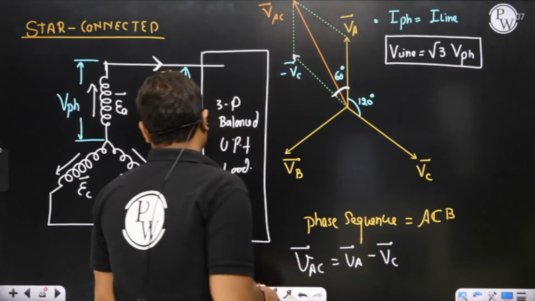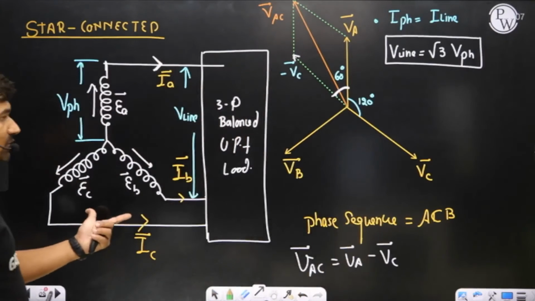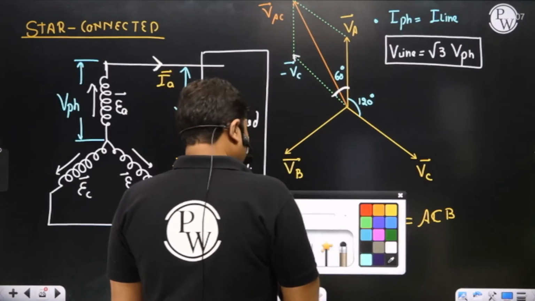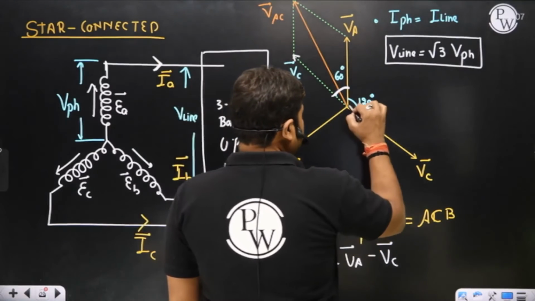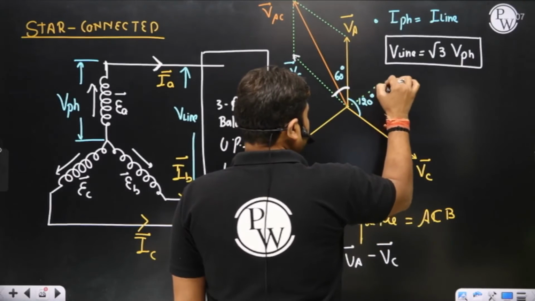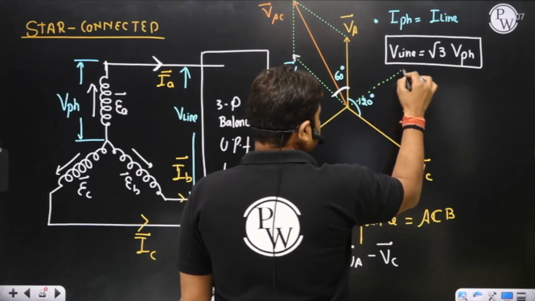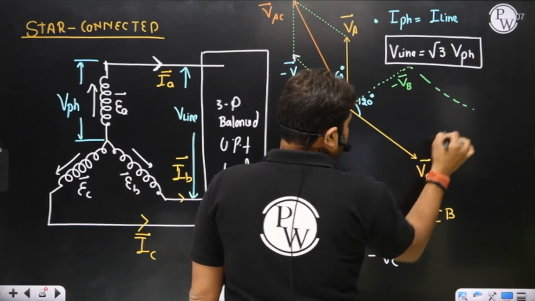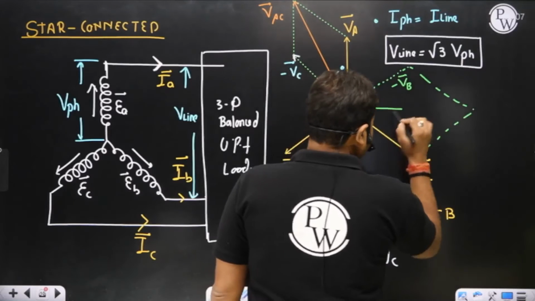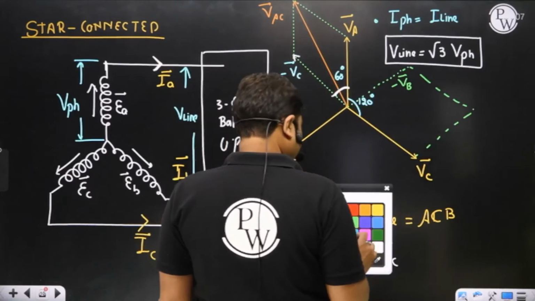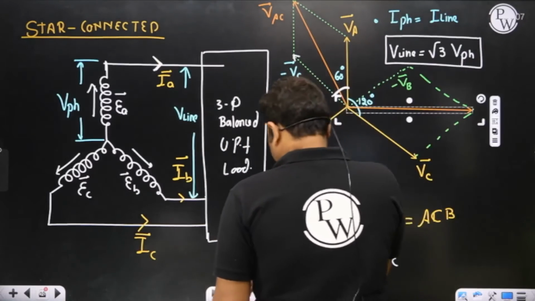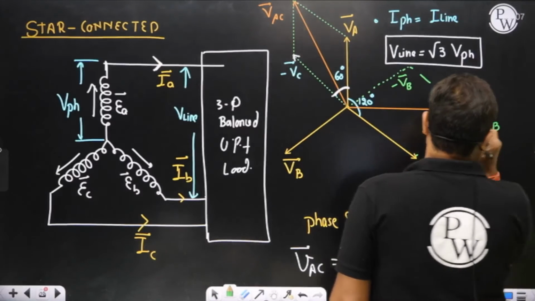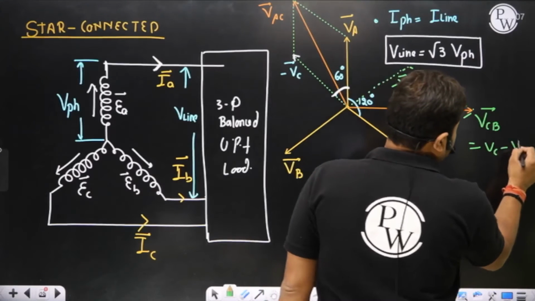Suppose we have to calculate line to line voltage between BC. So how to calculate the line to line voltage between BC? Sir, you can write VCB, and VCB can be represented as VC minus VB, and VC minus VB can be represented here. So this will be your line to line voltage VCB. Is it okay? That is VC minus VB.